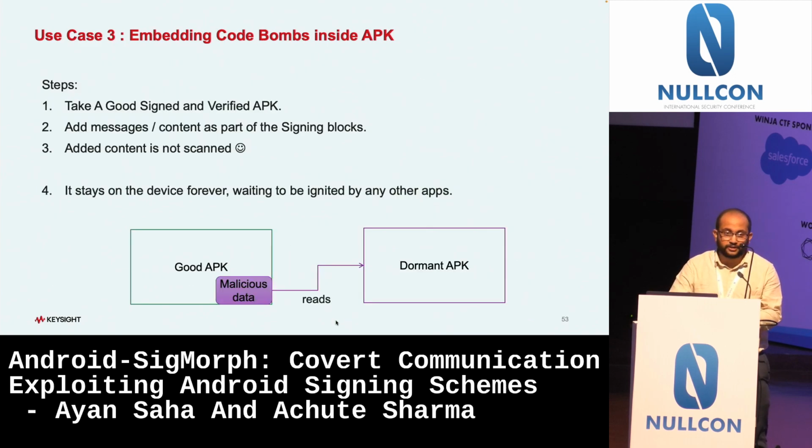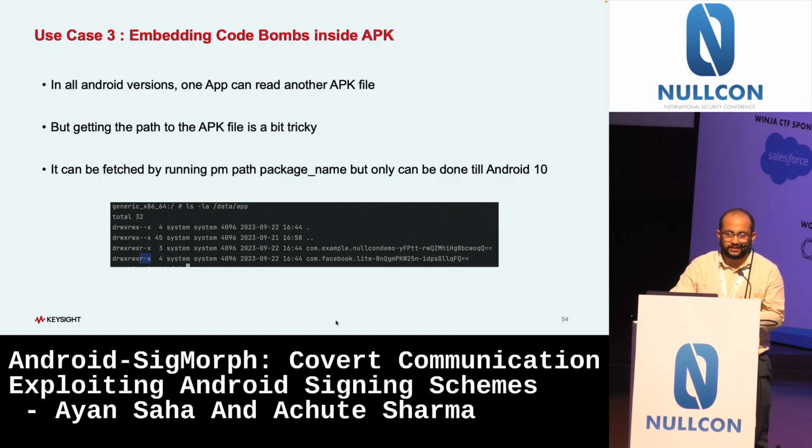So let's talk about another use case, which is a subpart of this. What if we take an APK that is good and embed some code bombs in it? Code bombs are basically code that we put somewhere and it waits for a trigger to be ignited. So we have a dormant APK, lying dormant, with nothing malicious in it. We take a good APK, append the malicious thing like we just did with the RedLine stealer, and install that APK on the phone. As soon as we install it, the dormant APK can be activated.